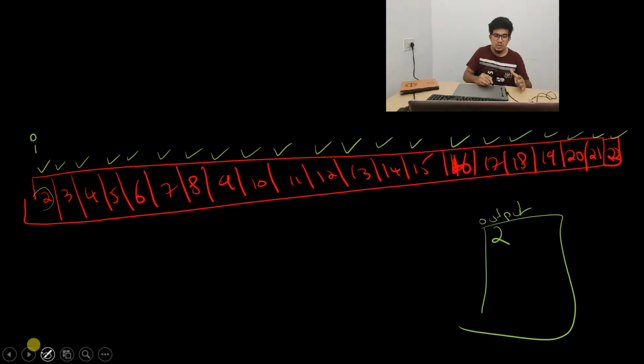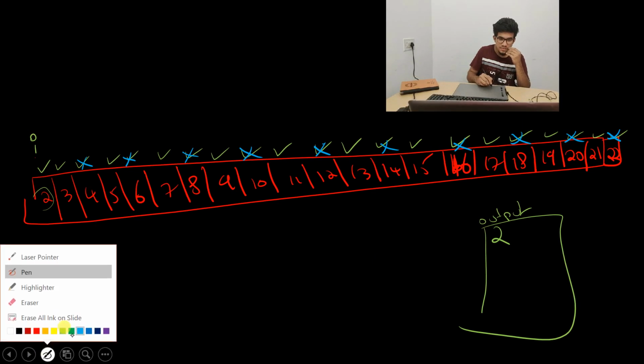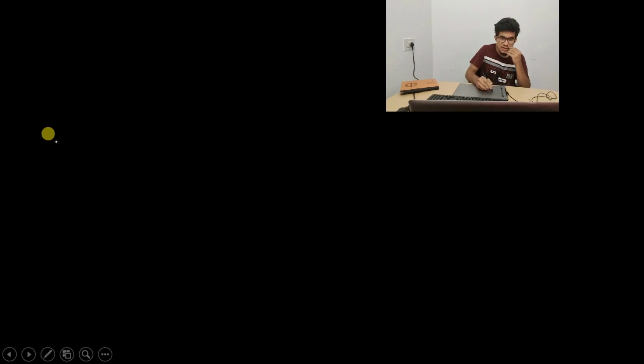That is why I'll put a wrong mark, an X mark, for the multiples of 2. What are the multiples of 2? 2, 4, 6, 8, 10, 12, 14, 16, 18, 20 and 22. I am writing an X mark for all the multiples of 2 because definitely they cannot be prime. Next, my I will increment. So I will come here.